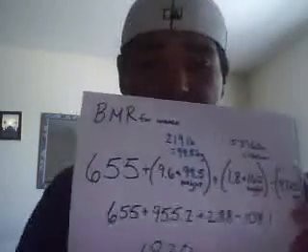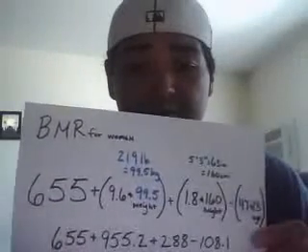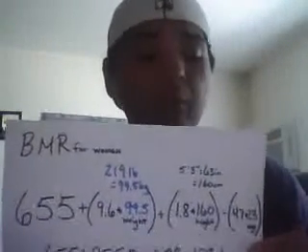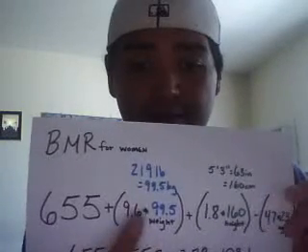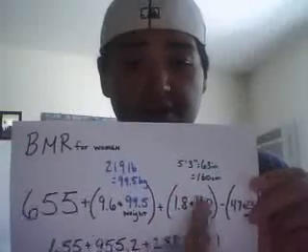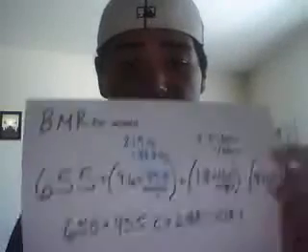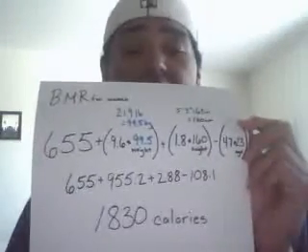For women, it's a little different. I took my friend from bodybuilding.com's measurements. She doesn't know I did it. Shh. And I put that on for her. For women, it's 655 plus 9.6 times the weight, plus 1.8 times the height, minus 4.7 times the age. So for her, she was 219 pounds at the time, which comes out to 99.5 kilograms. She's 5'3", which is 160 centimeters, and she's 23 years old. I did the calculations, plugged them in, and she had 1,830 calories just to function her body.